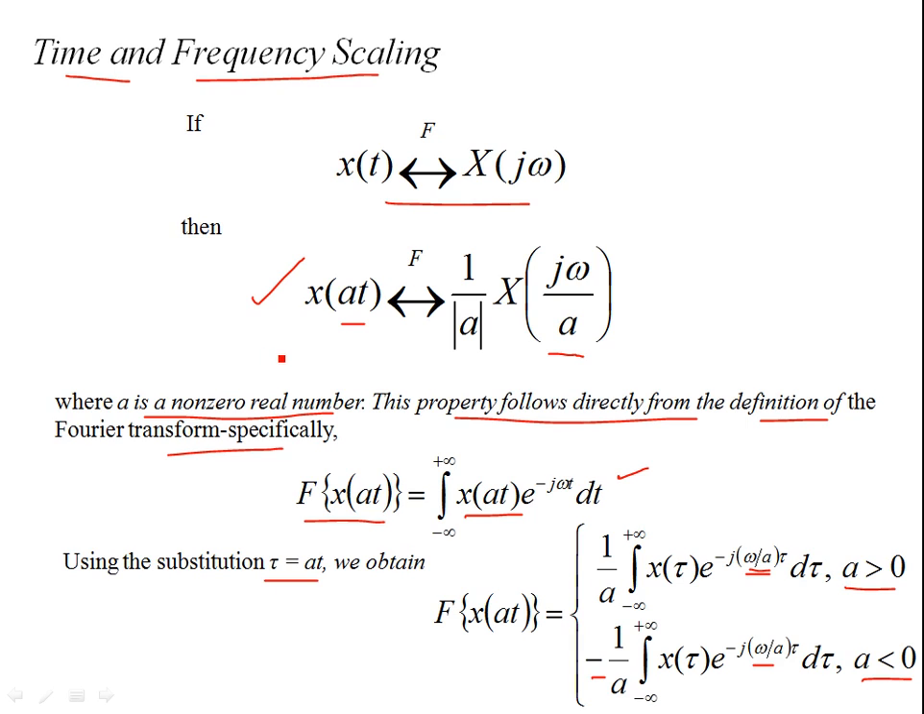Another interesting fact is that, for example, if I say that a is equal to minus 1, that simply means the signal is time reversed. The signal is simply flipped over, and this flipping is done taking the vertical axis as the mirror.